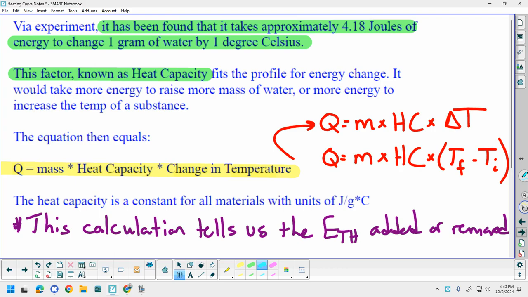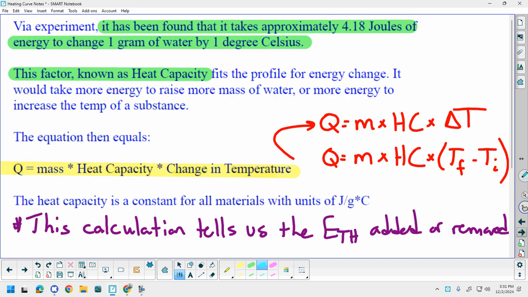Via experiment, it's been determined that it takes approximately 4.18 joules of energy, joules being the unit for energy, to change 1 gram of water by 1 degree Celsius. That factor is known as the heat capacity for water: the amount of energy it takes to change the temperature of 1 gram of substance by 1 degree Celsius.